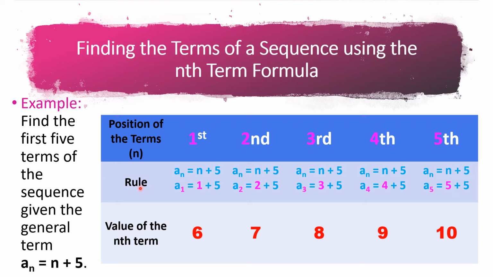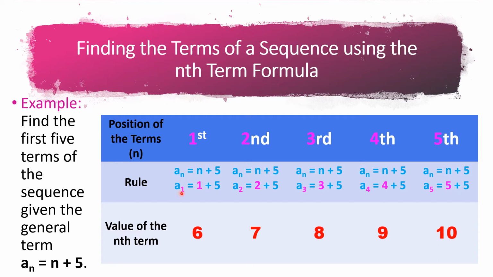Now, for the rule, ibinigay sa atin ang formula or equation na a sub n is equal to n plus 5. So, kung mapapansin ninyo, ipinapakita ng formula kung paanong equally related ang value ng a sub n at ng position of the terms which is n. So, let us solve. Para ma-solve, isa-substitute lamang natin ang value ng position which is n doon sa n.